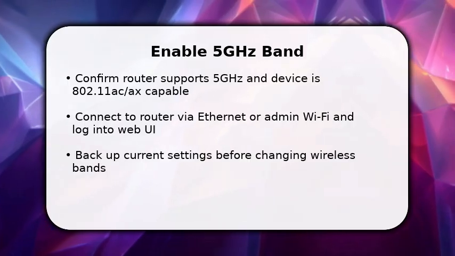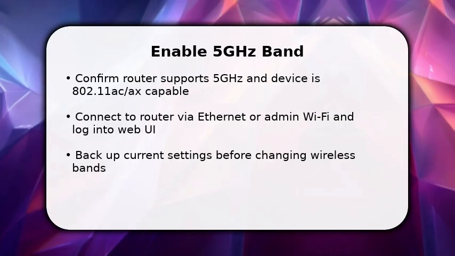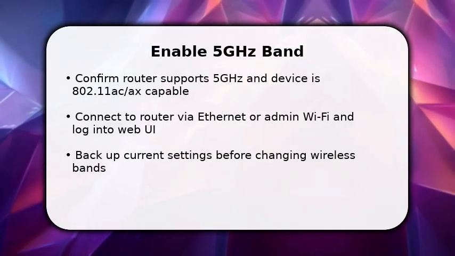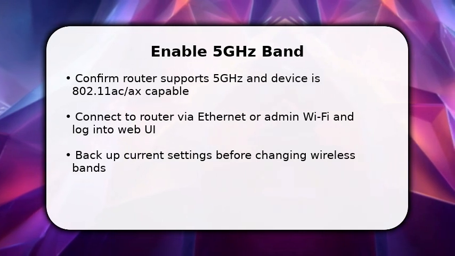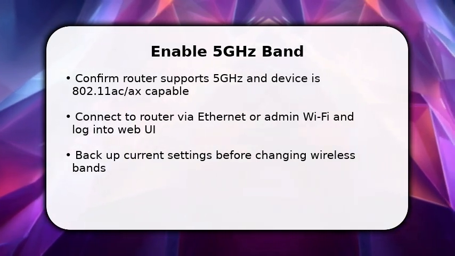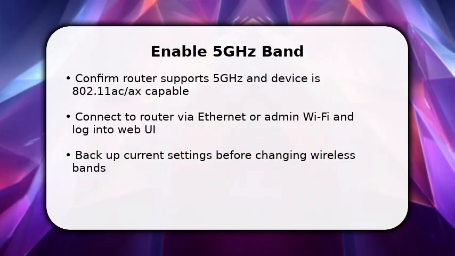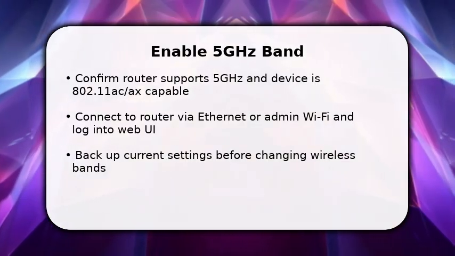You should also create a unique SSID for 5 GHz so devices can choose intentionally, and set WPA2 or WPA3 security. Finally, save changes and reboot the router to apply the new 5 GHz configuration.